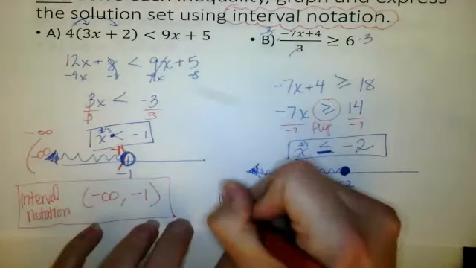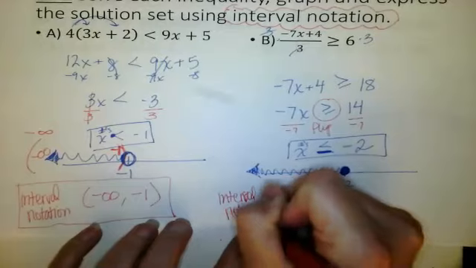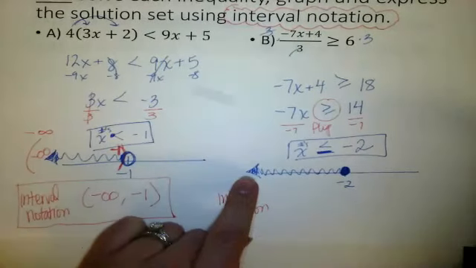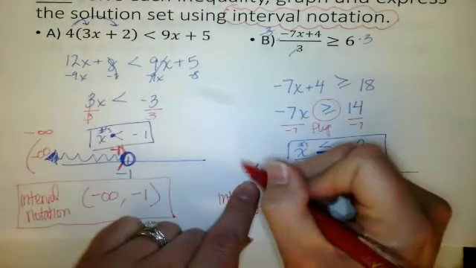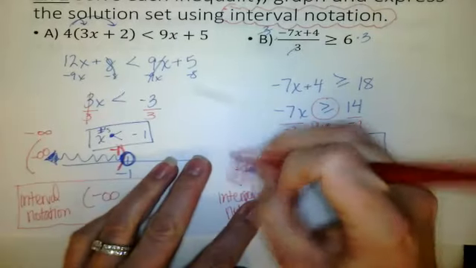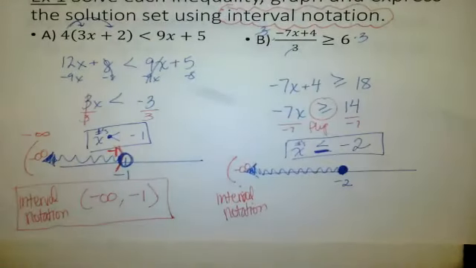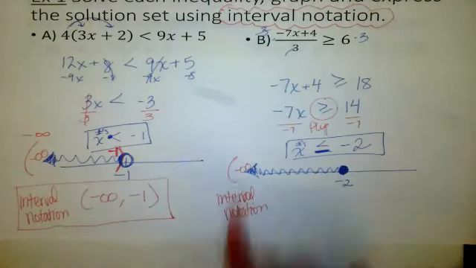So again, I want interval notation. How far to the left does this go? Negative infinity. Can I ever equal negative infinity? No, I cannot, and that is why we use a parenthesis. We get infinitely close to it, but we never actually touch it. So because we can never equal infinity, it's always a parenthesis.